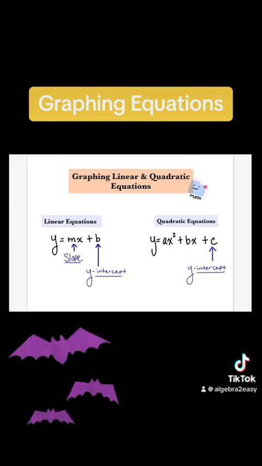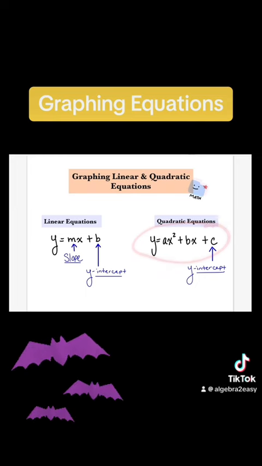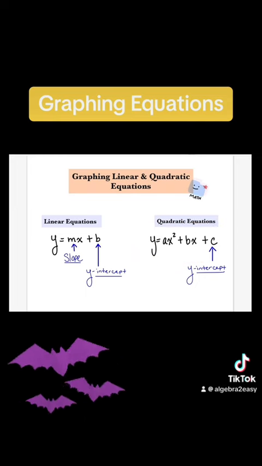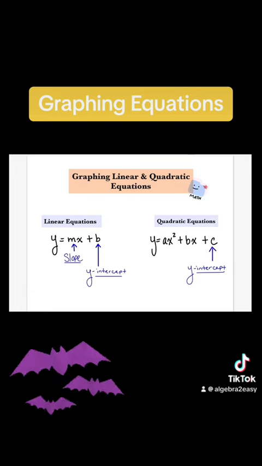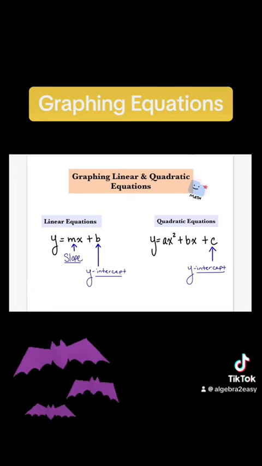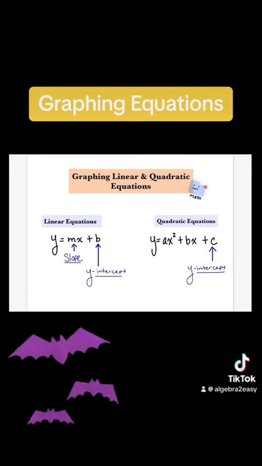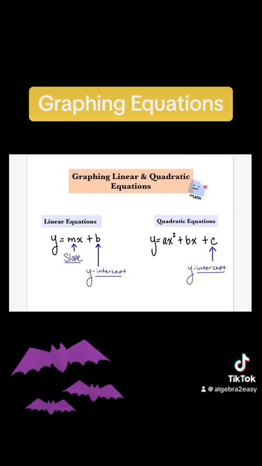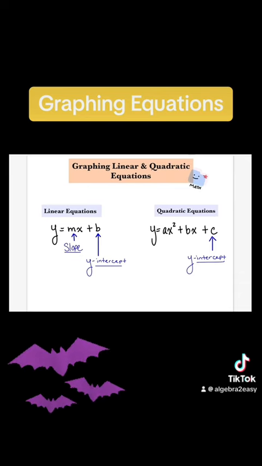Then we have quadratic equations. The general form for a quadratic is y equals ax squared plus bx plus c, and the number added or subtracted on the end is also our y-intercept. Now let's go to our calculator and practice graphing.